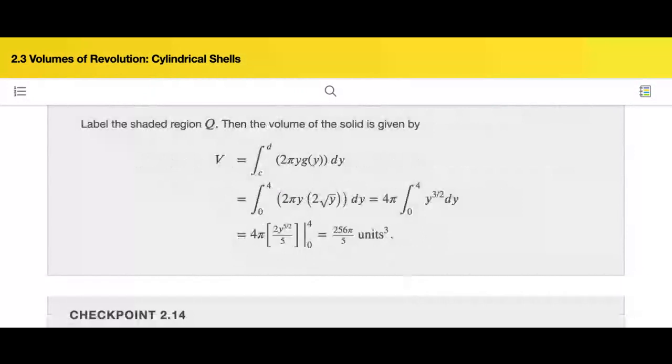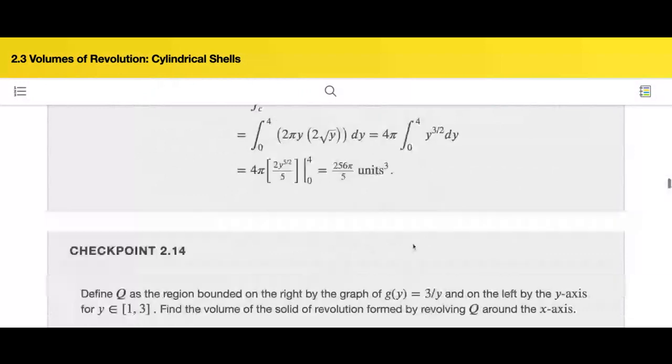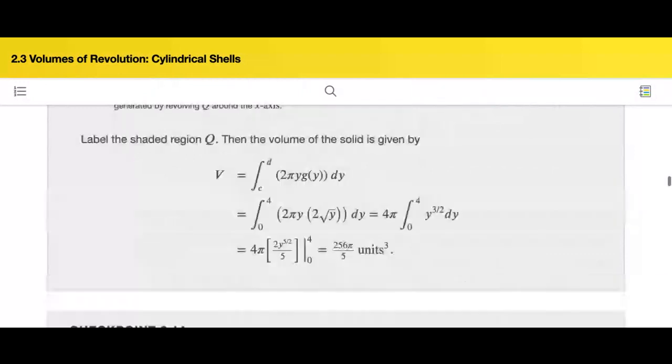So we have 2 pi y, g of y, dy. What g of y is given? Sometimes we'll have to solve for g of y. In this case, it is given, and you anti-differentiate from there. All right. Anyone has any questions?